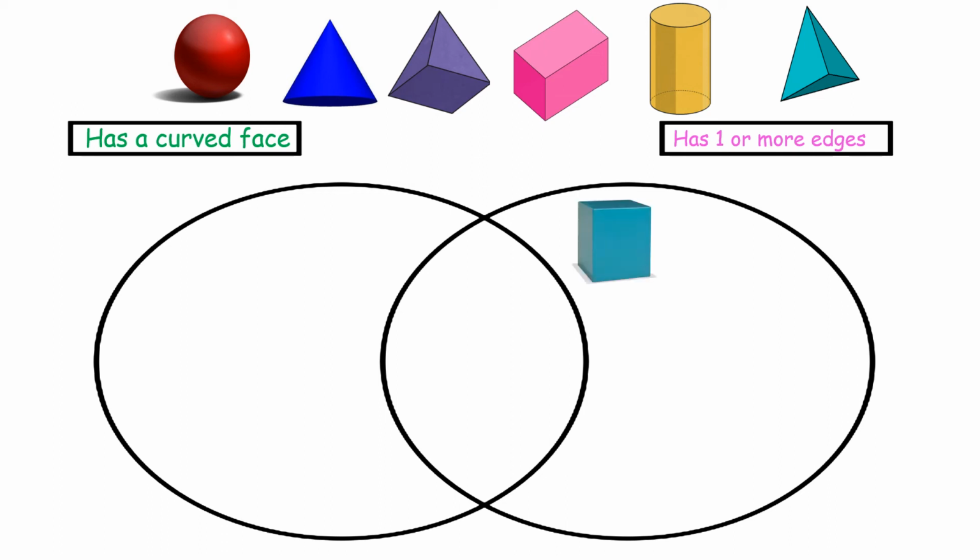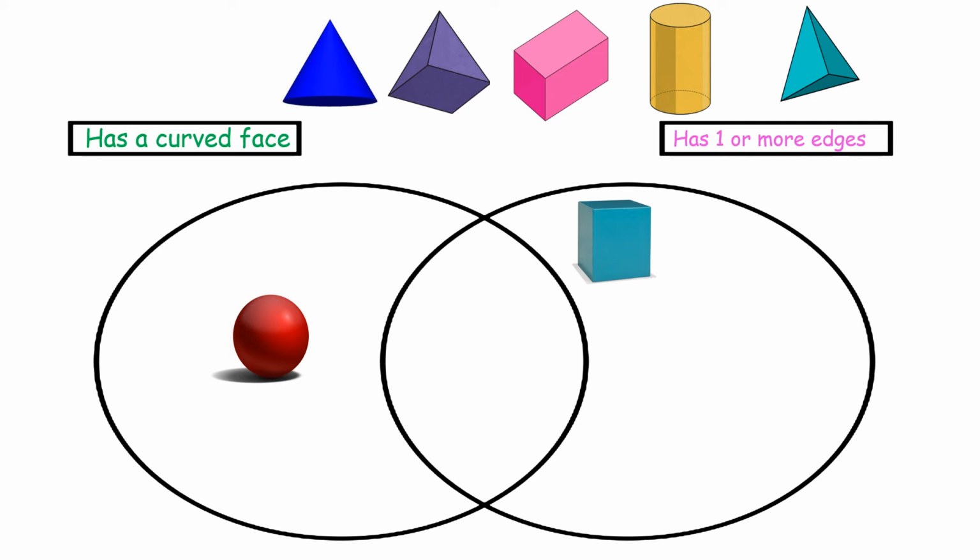Let's look at the second shape. What is the second shape called? It's a sphere. Where do you think the sphere needs to be placed? Does the sphere have one or more edges? No, a sphere has 0 edges. Does it have a curved face? Yes, it does.